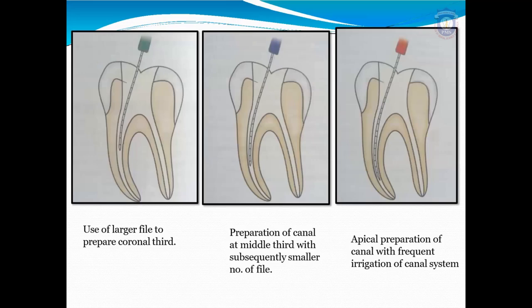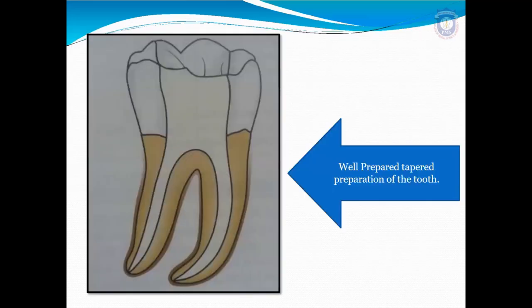Use of larger file is done to prepare the coronal third. Preparation of the canal at the middle third with subsequently smaller files is done. Apical preparation of the canal with frequent irrigation of the canal system is also done. Thus, a well prepared and tapered preparation of the tooth is obtained using a crown down technique.